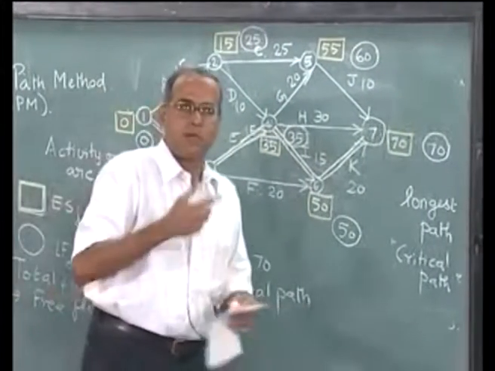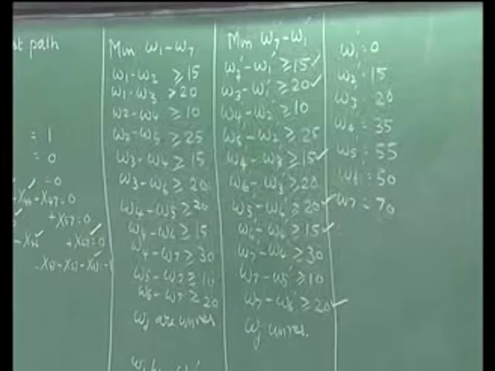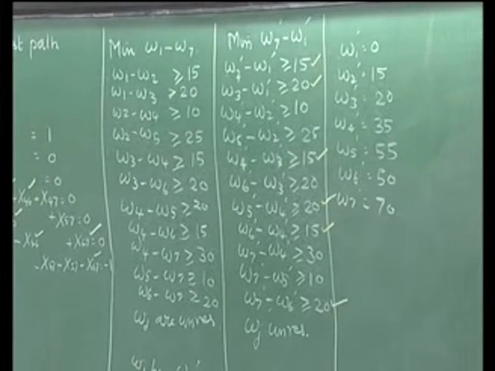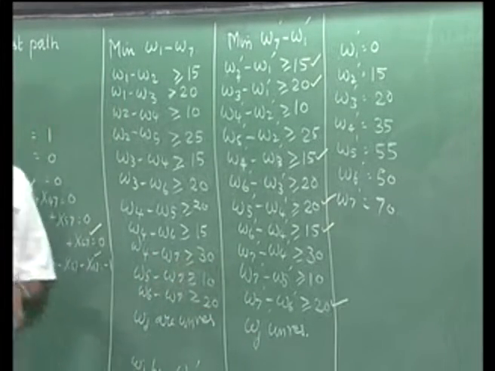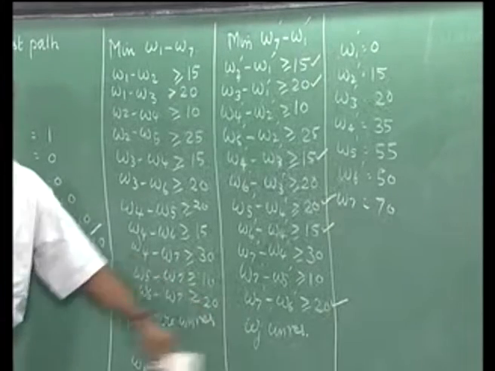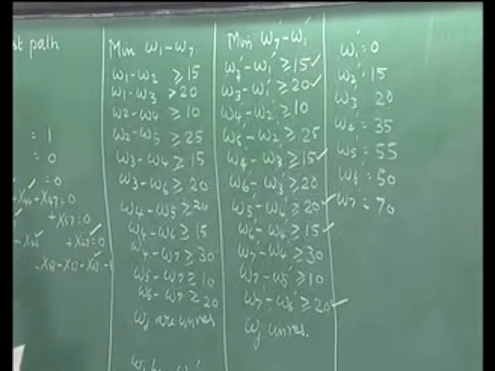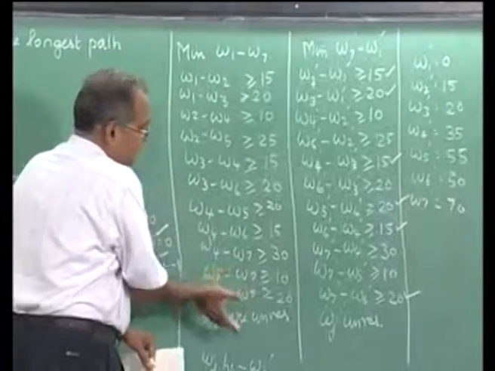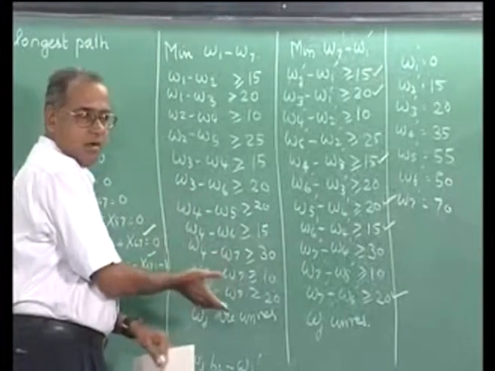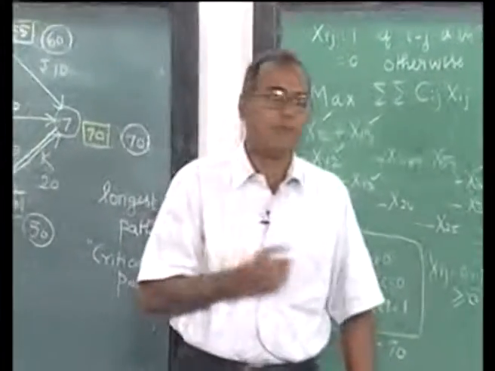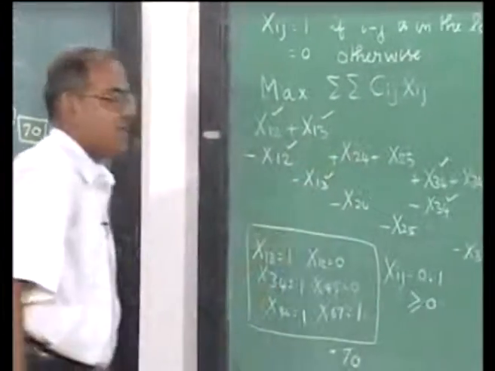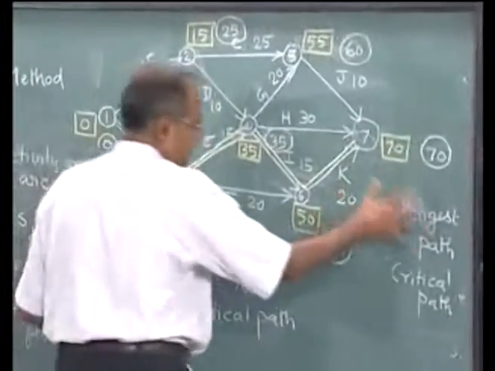In fact, if you remember very carefully, we did a very similar analysis for the shortest path problem. We also mentioned that we could write the dual this way, and we get the forward pass, whereas if we write the dual this way and move from W7 equal to 0 or 70, we would get the backward pass labels. So this is the relationship between the primal and dual of the longest path problem.